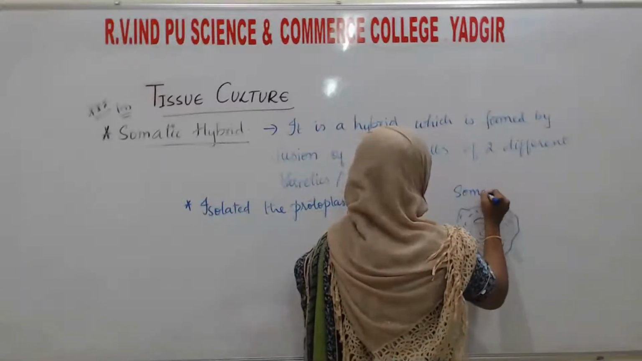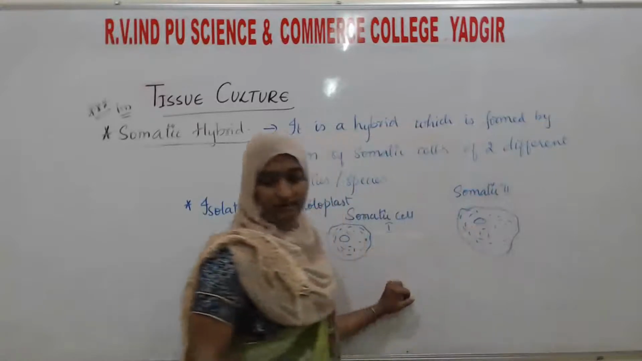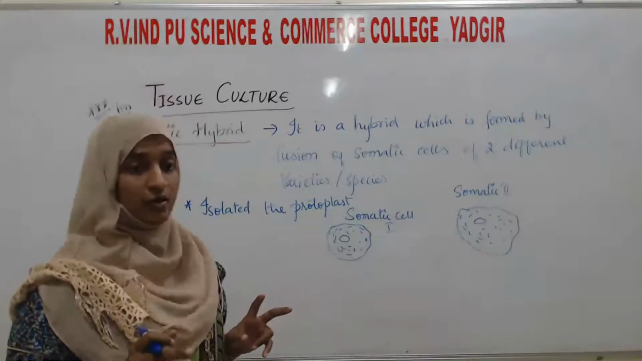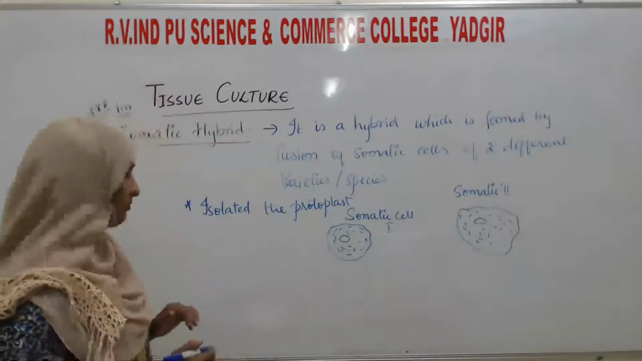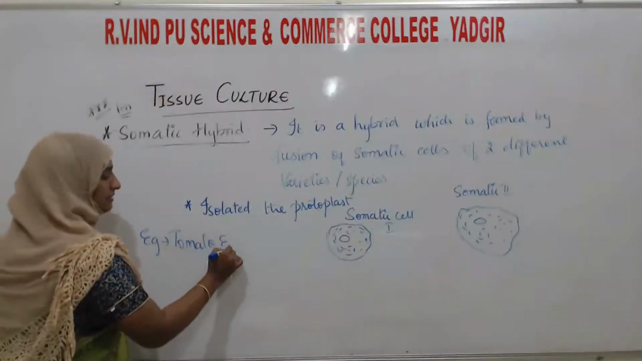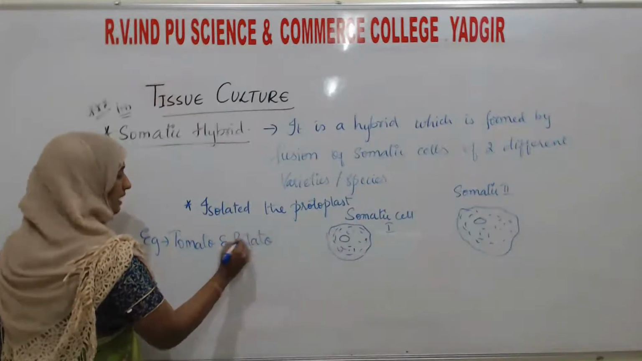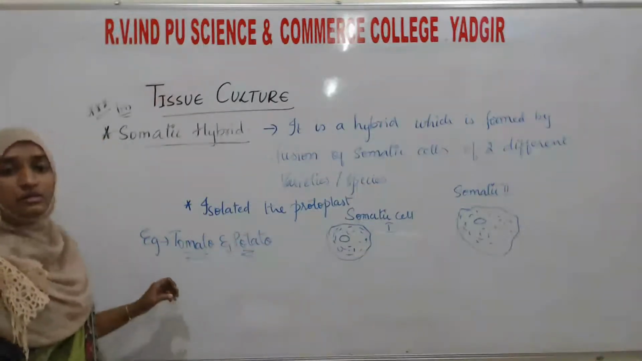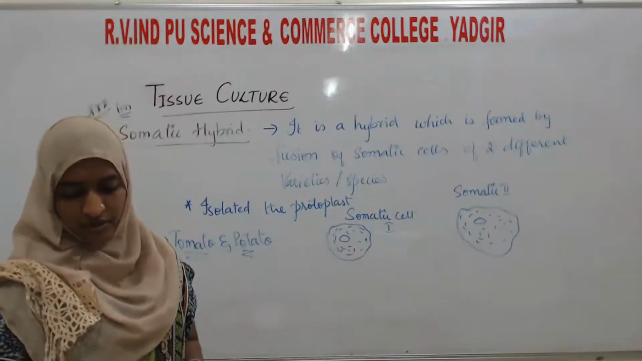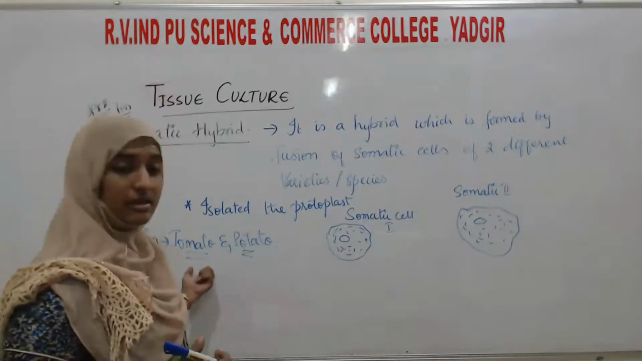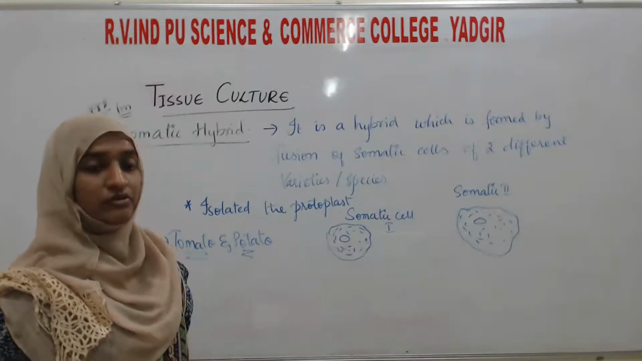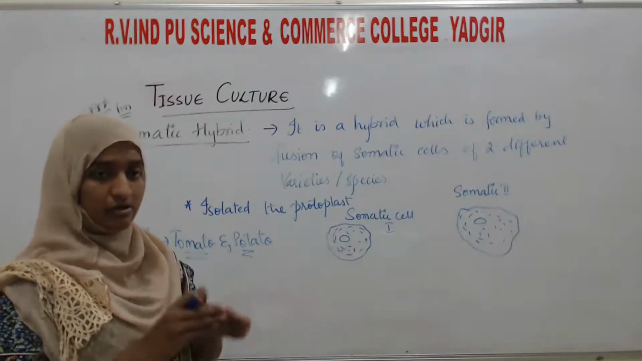Somatic cell 2. First, they isolate two different somatic cells from two different varieties. For example, we can take one as tomato and another as potato. They are two different varieties or species, and they take the two different cells. Whichever varieties they take, each will have desirable characters, so these characters can be fused. They are going to fuse them.